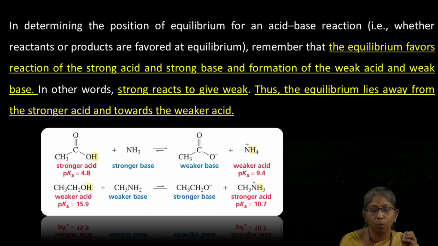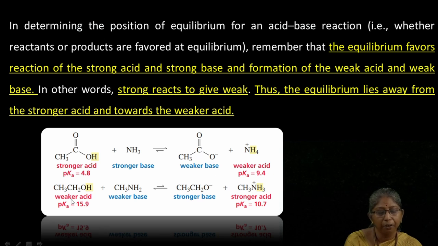And now there is another important point. What happens to the position of equilibrium when you are taking an acid and a base, and what can you understand from the pKa values? The equilibrium is always favored towards the weaker side. Only a stronger acid and a stronger base will readily react to give a weaker base and a weaker acid. So the equilibrium will always shift towards the weaker side. In the example, acetic acid reacts with a base. This is a stronger acid, and the stronger base will react to give a weaker base and a weaker acid. You can see the pKa values: 4.8 and here 9.4.